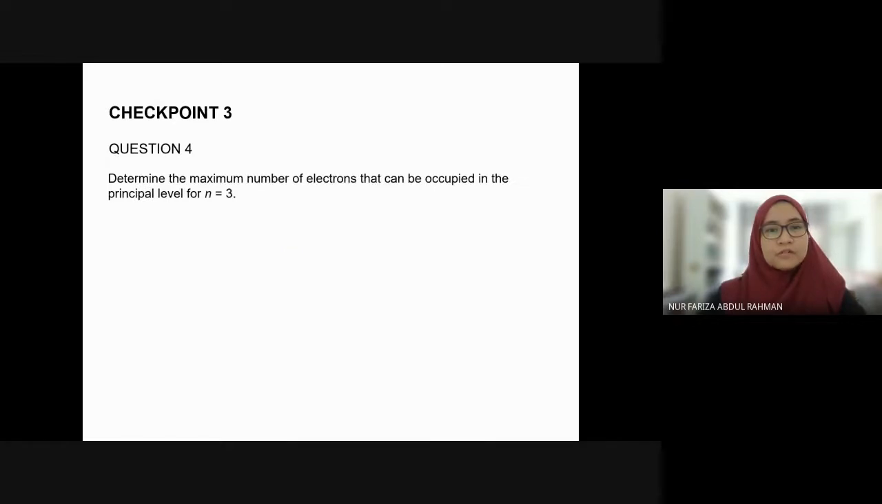Question number 4. So we discussed about this in the earlier checkpoint. Determine the maximum number of electrons that can be occupied in the principal level for N is equal to 3. Remember we have the previous question asking for the total number of orbitals for N is equal to 3. In fact, kita dah extend a little bit on the electron. Okay, for N is equal to 3.